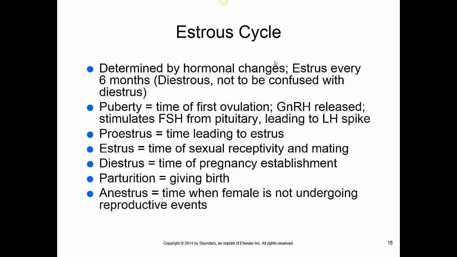Estrus can last anywhere from 3 to 18 days in dogs, so there's a big variability, and this is the time of sexual receptivity and mating in dogs. Once again, we can look cytologically and tell when this is going to happen. If I had to give an average, it's probably about a week for proestrus and then a week for estrus. But there is big variability depending on the breeds that you look at. During this time, she's going to be receptive to mating with the male.